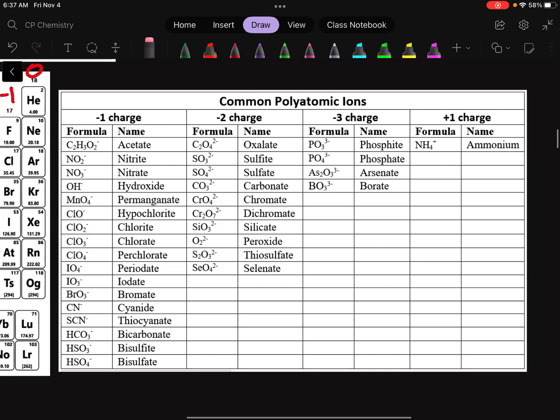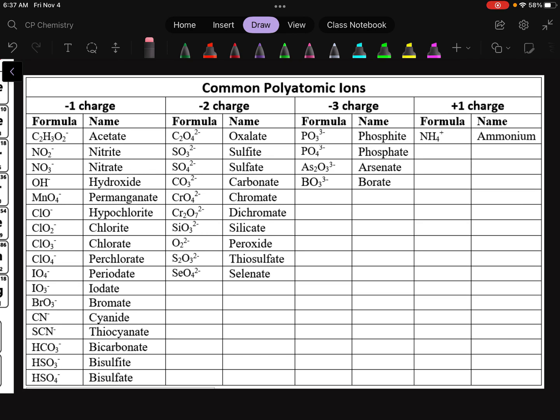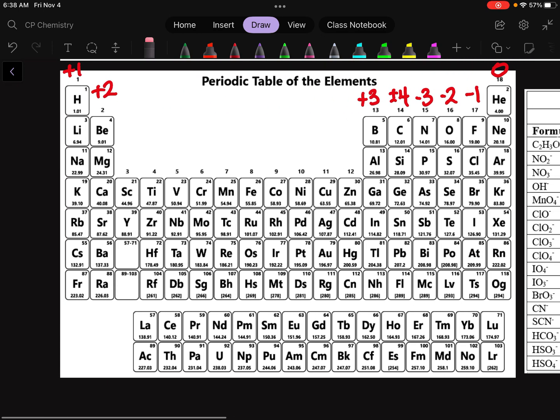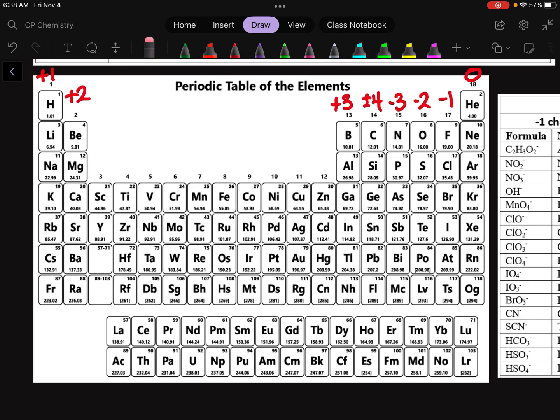Here is a list of a lot of the common polyatomic ions, and they're grouped by charge. So the first group all have -1 charges, and you have the formula of them and the name. And you can see the formulas, they all have a negative after them. Okay, the next group has a -2 charge, so all the ones in these 2 columns are the formula and name of the -2 polyatomic ions, and then we have -3, and then of course our ammonium, which is +1. All right, and then of course our handy dandy periodic table.